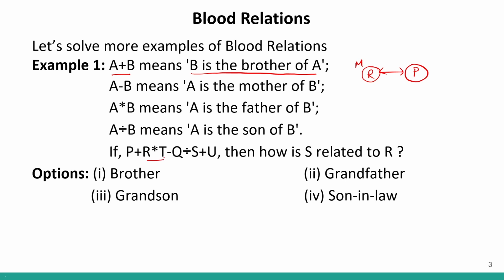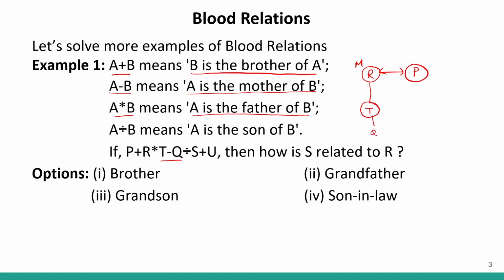Moving forward, R into T. So into T means R is the father of T. So R is the father of T. T's gender will be unknown, P's gender will be unknown. We cannot decipher the gender. Correct? T minus Q. T minus Q means T is the mother of Q.